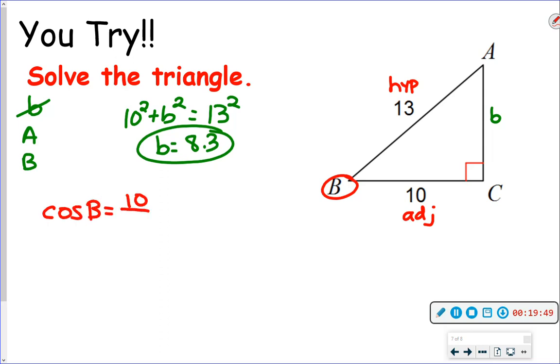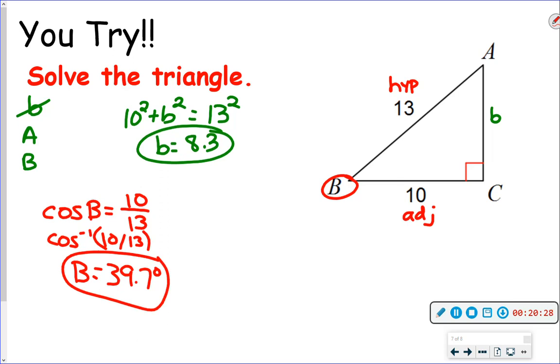over hypotenuse. Now, to get the angle in your calculator, what do you have to hit? Just cosine or second cosine? Second. So you're going to do cos inverse of 10 divided by 13. Okay, punch that in for me. And remember, you are rounding to the tenth. Round to the tenth. What do we got? 39.7. Agreed.